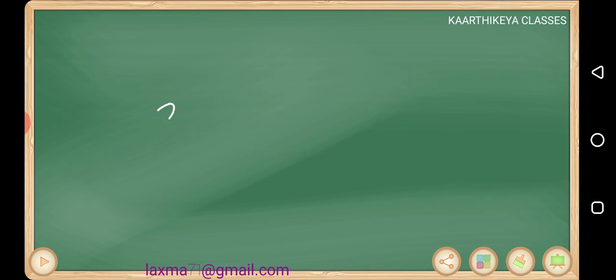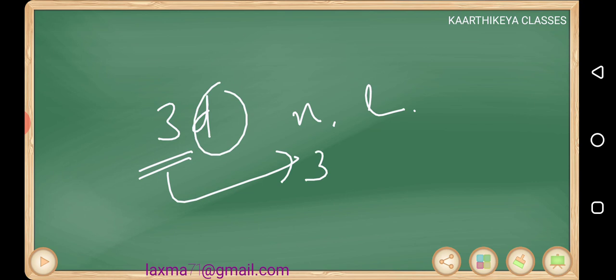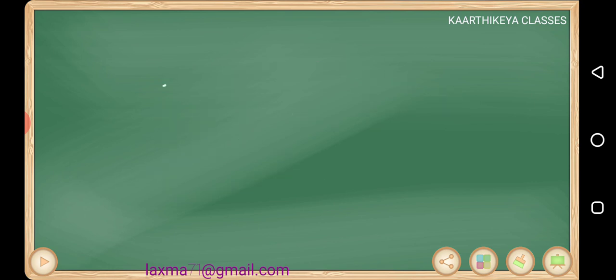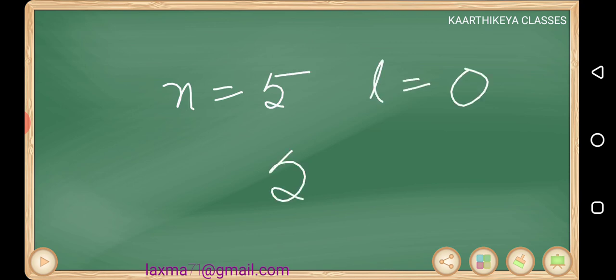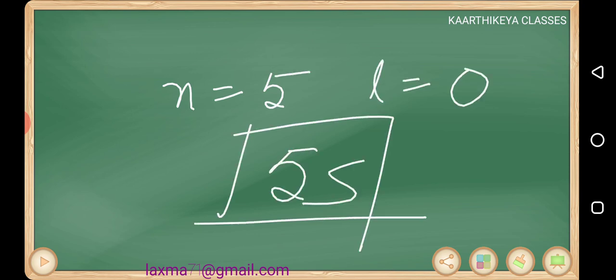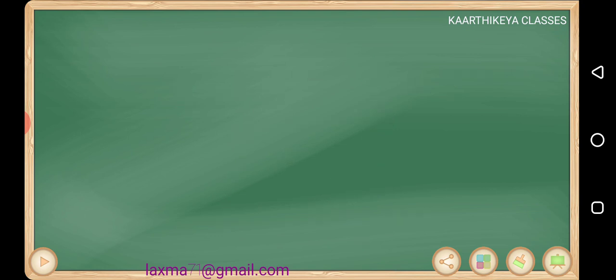For example, for a 3d orbital, what are the n and l values? The n value is this number, and for a d orbital the l value is 2. Otherwise they will ask, n is equal to 5, l is equal to 0, which orbital is it? 5s orbital. Okay, we'll discuss a few more things about the shapes of the orbitals in the next class.